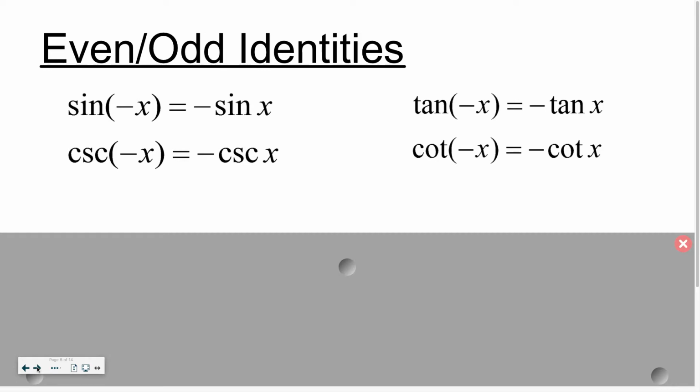The reason why these work, they're not even, they're odd. These are all odd functions.